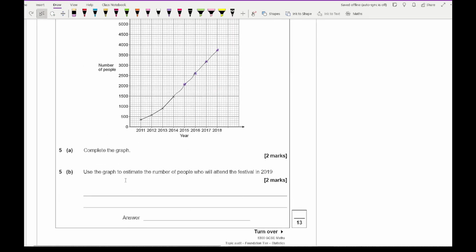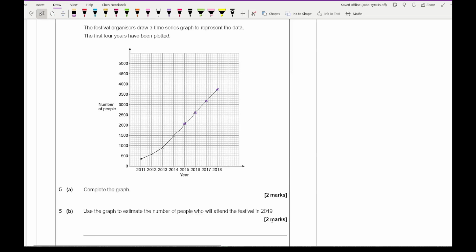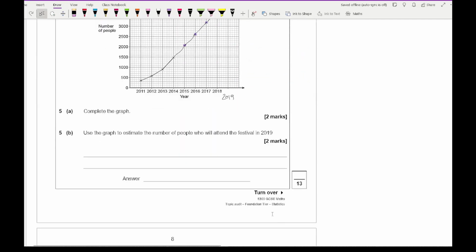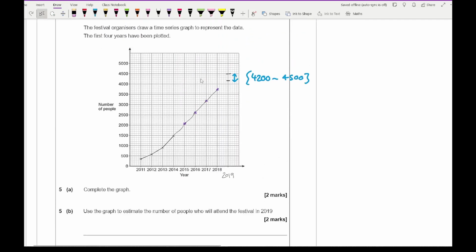For 5b, it says use a graph to estimate the number of people who will attend the festival in 2019. So as you can see, it is going to be increasing. So if we just write 2019 here. Now in terms of acceptable answers, they would accept any answers between 4,200, which is there, and 4,500, which is here. So any answer in this range, between 4,200 and 4,500, will be acceptable for that mark. And as it's worth 2 marks, I would strongly recommend that you draw a dot and then draw a line and then read off the value.